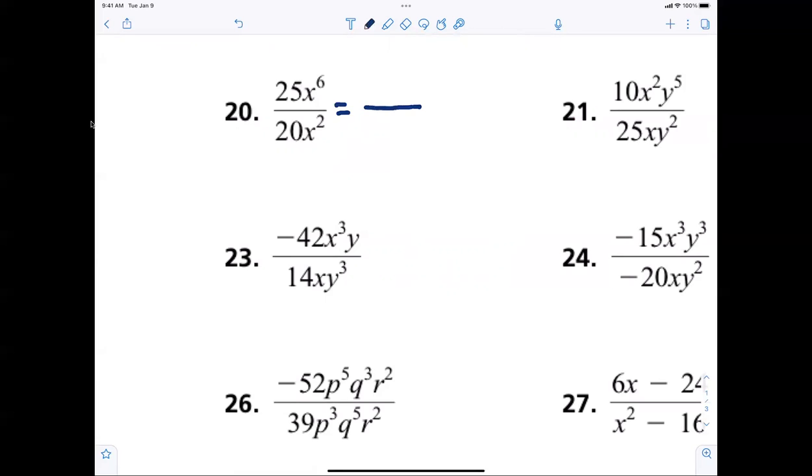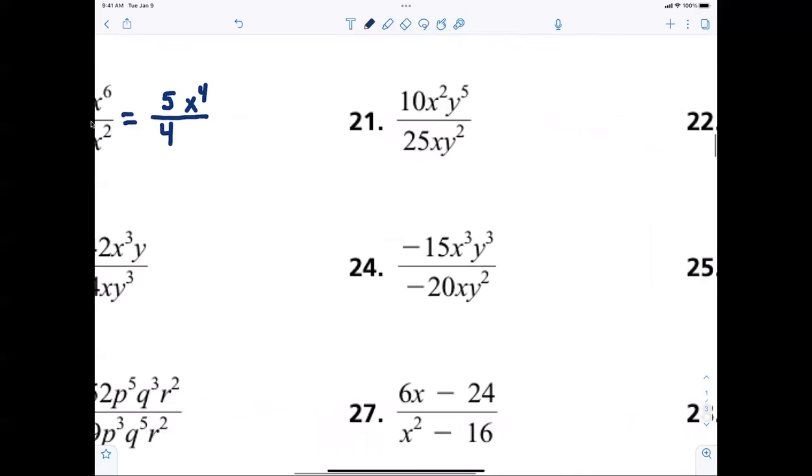25 over 20 reduces to 5 over 4. Reduce the numbers first. Then you look at the exponents. I'm left with x to the 4th on the top. That's simple, right? Simple, simple, simple. Come on, guys.